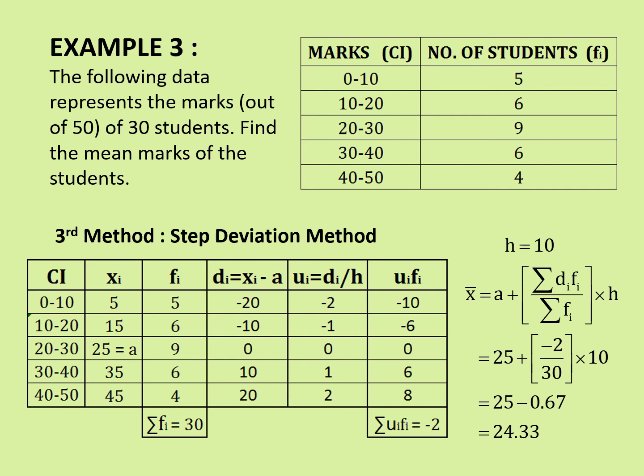Now here we will be finding the product of ui and fi, which comes out to be minus 10, minus 6, 0, 6, 8. Again finding the sum of the column ui fi and fi. So here the formula for mean will be a, that is the assumed mean, plus summation of ui fi upon summation fi, into h. Putting all the values, the answer comes out to be 24.33 again. So here we saw that calculations are even lesser than the previous two methods. So these are all three methods we can use to calculate the mean.